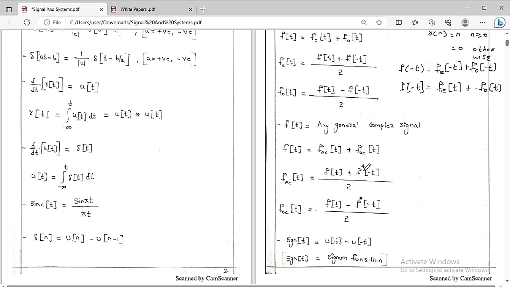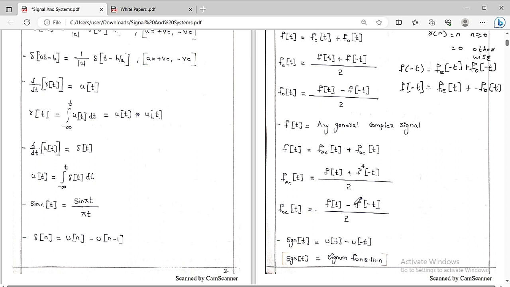So the even complex signal is f of t plus f of minus t whole conjugate by 2, and the odd complex signal is equal to f of t minus f of minus t by 2, again keeping the conjugate. So wherever f of minus t is there, just keep the conjugate above. Then we are going to get this format.